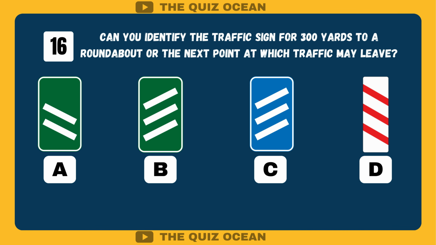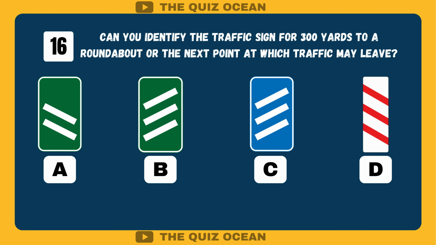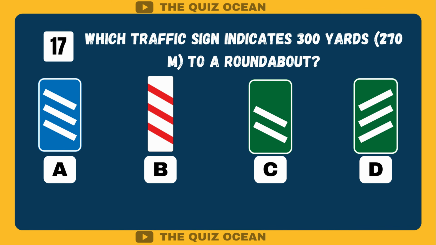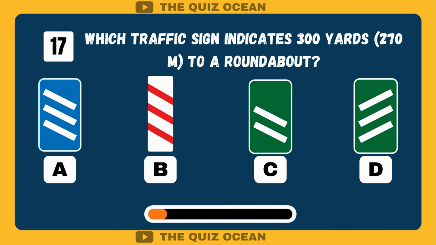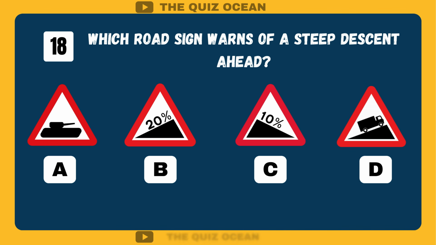Question 16. Can you identify the traffic sign for 300 yards to a roundabout, or the next point at which traffic may leave? The answer is B. Question 17. Which traffic sign indicates 300 yards, 270 meters, to a roundabout? The answer is A.